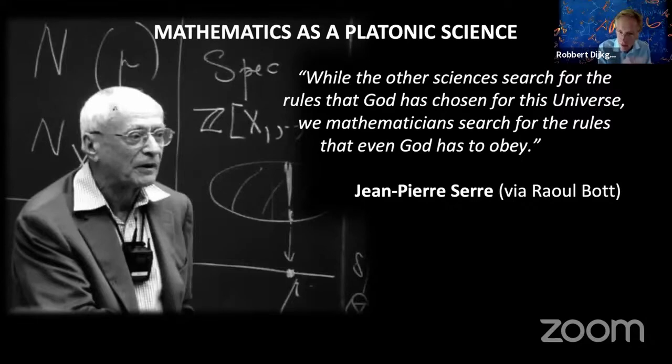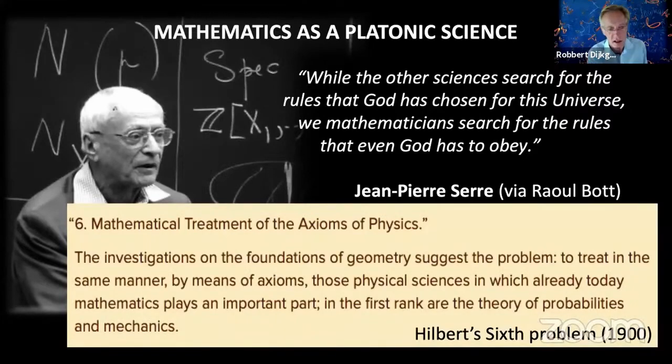And there's a kind of arrogance sometimes in mathematics. Now, when Hilbert in 1900 puts forward the 23 most important problems in mathematics, which was a very good list, it included the Riemann hypothesis, the Poincaré conjecture. He also included problem 6, mathematical treatment of the axioms of physics.